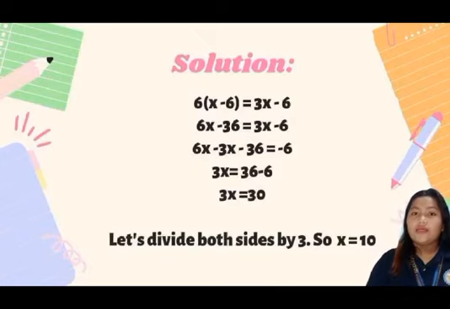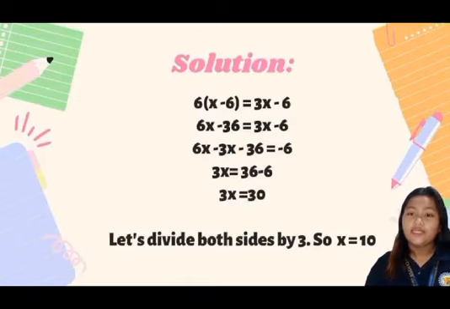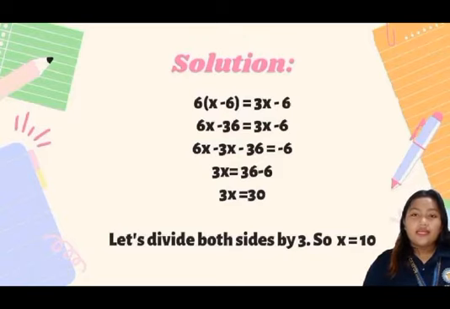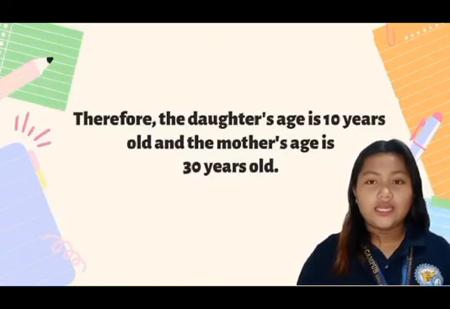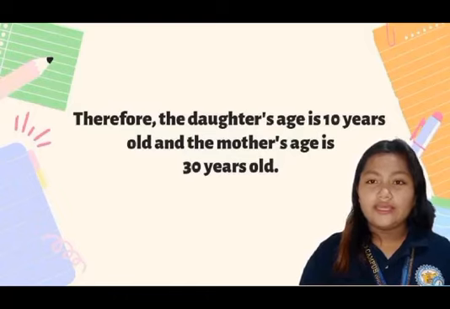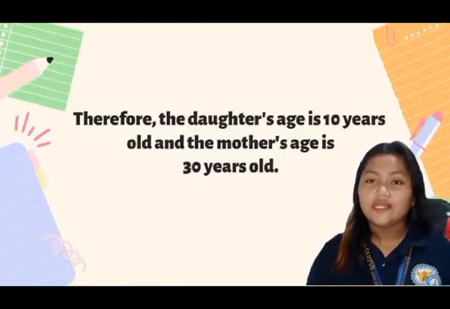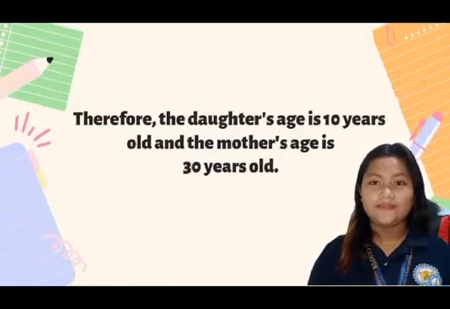So, 6x minus 3x is equal to 3x. So, 36 minus 6 is equal to 30. So, 3x is equal to 30. Let's divide both sides by 3. So, x is equal to 10. Therefore, the daughter's age is 10 years old and the mother's age is 30 years old.